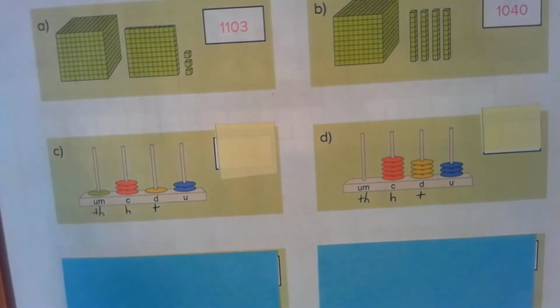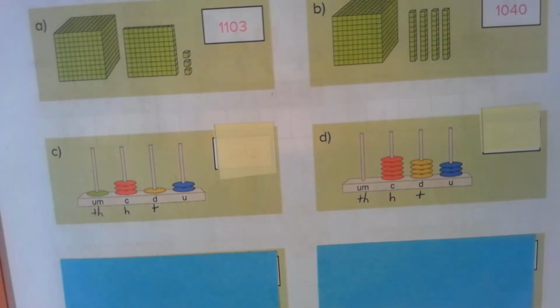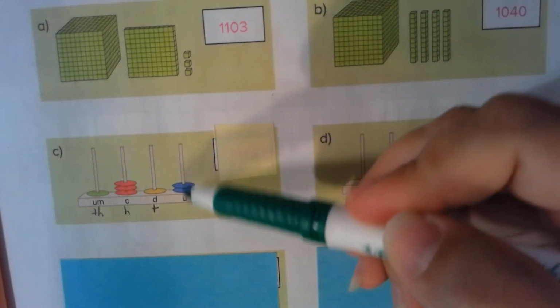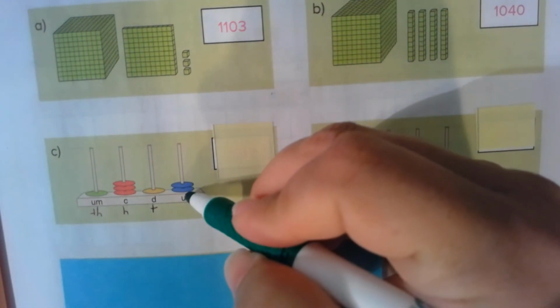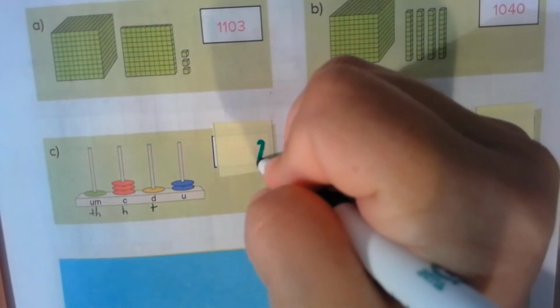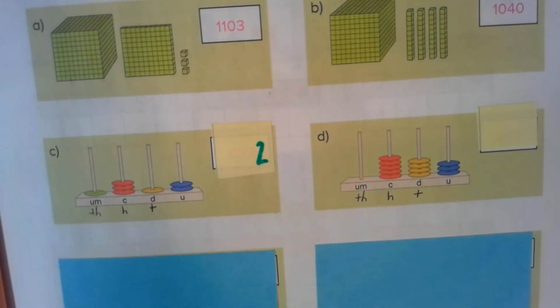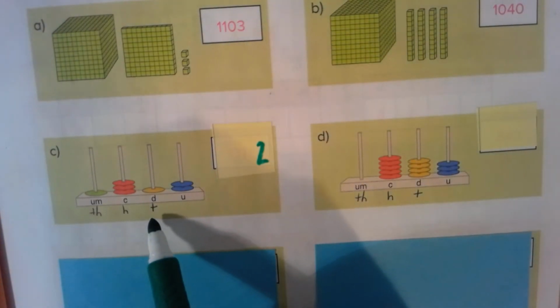Let's look at C. This is a little different. So before we drew the little beads or the little discs on, now they want us to read the abacus and tell you or tell me what the answer is. So let's see if we can do this. What pole do we start with? What peg are we going to be on? The units, okay? This is where we start. The blue has 1, 2 units. Good job.